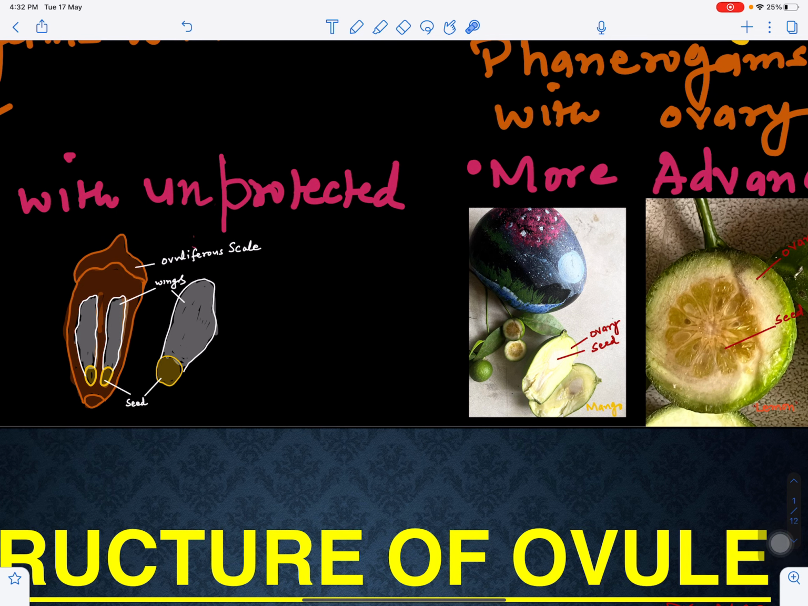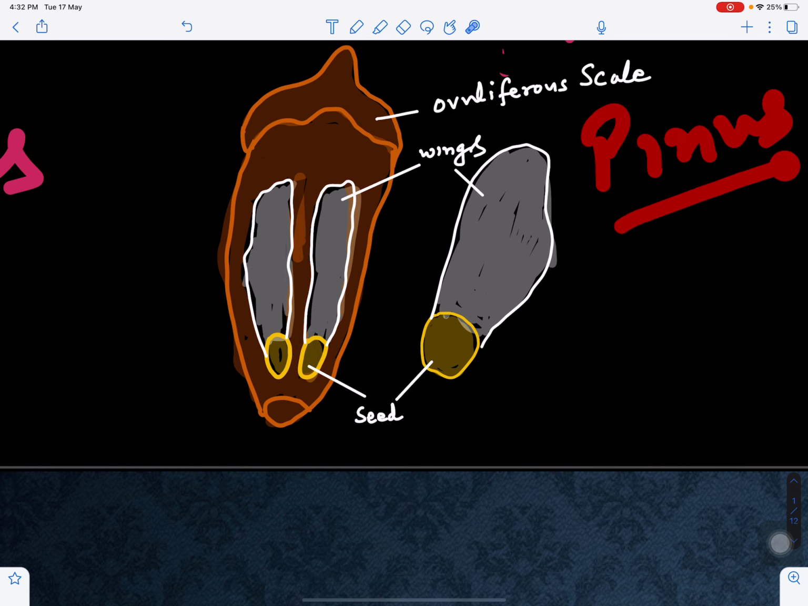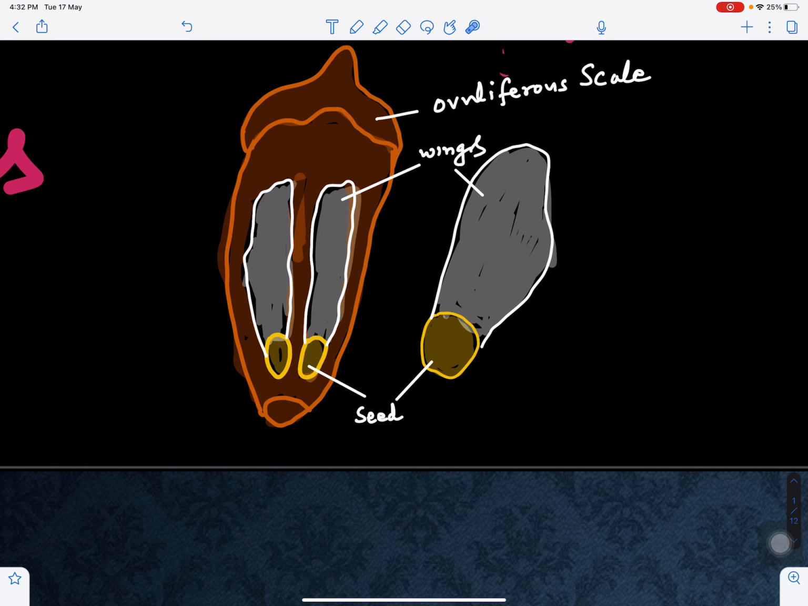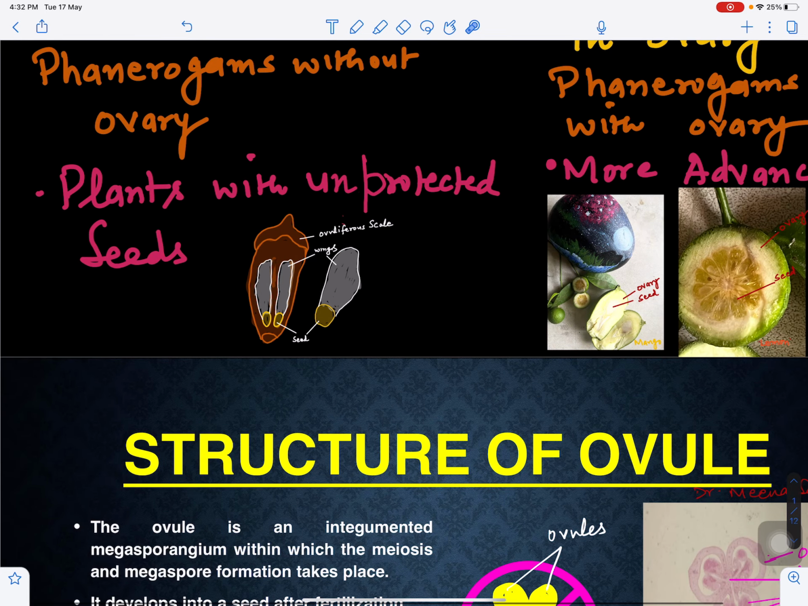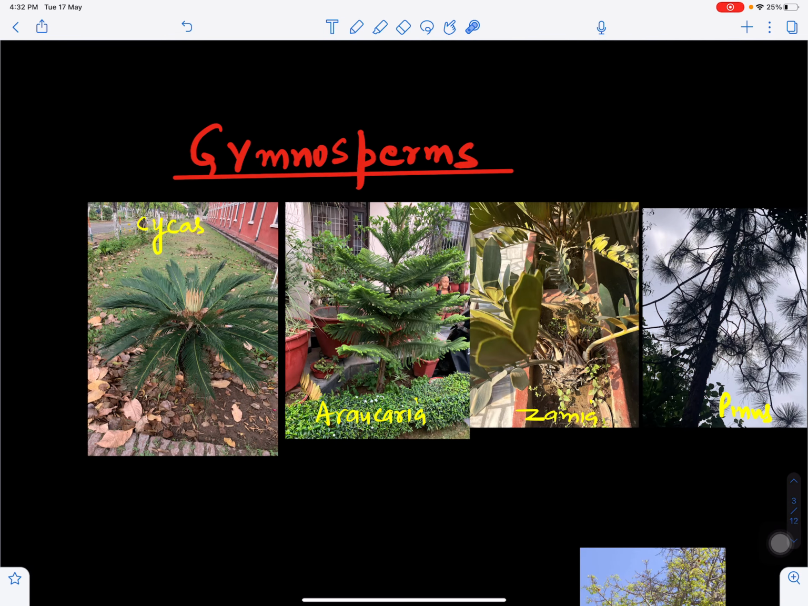So angiosperms are highly advanced, but here we can see the megasporophyll of the gymnospermic plant, which is present in the female cone, and this is the seed having wings. Especially this is found in Pinus, which is a gymnospermic plant. Here we can see seeds lying naked on the ovuliferous scale, and from here they can be blown off with the help of wind. They are not protected inside the ovary wall. So gymnospermic plants are less advanced as compared to angiospermic plants. This is the difference between gymnosperms and angiosperms.